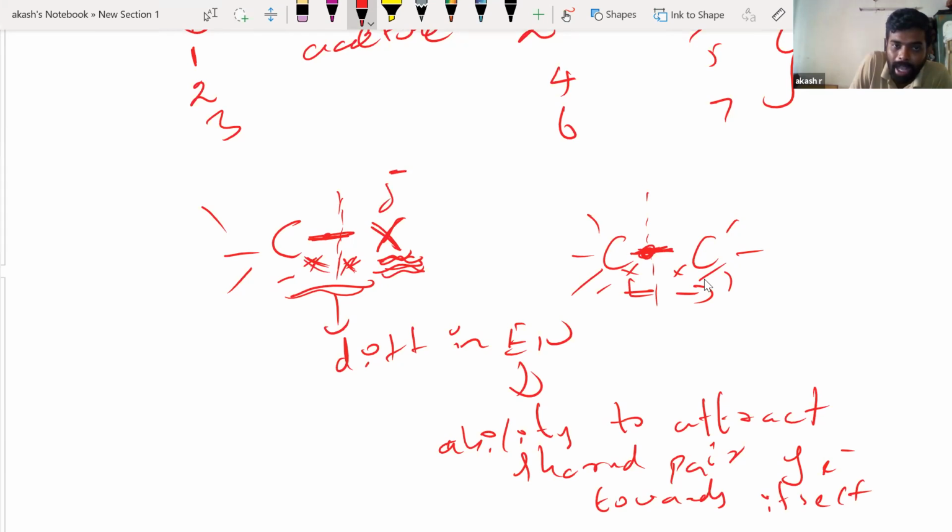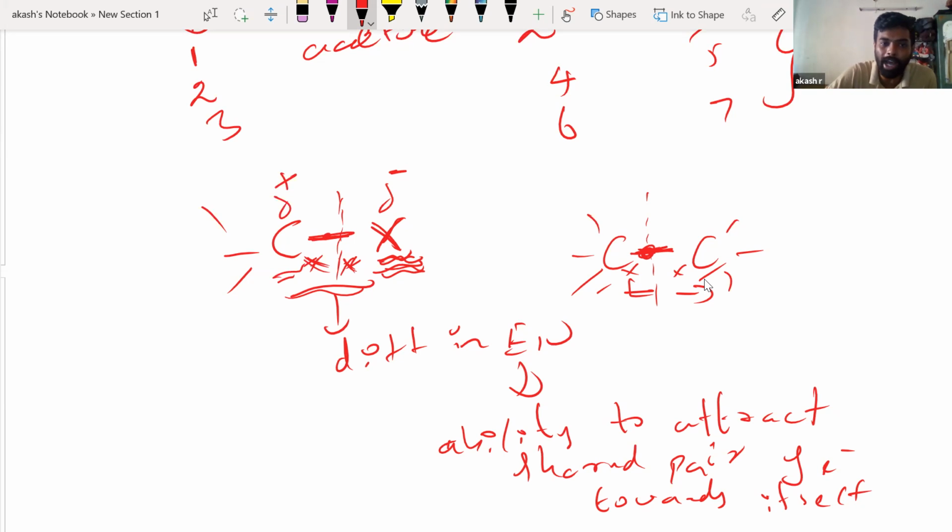So this will have a partial negative charge. Why? Because I am neutral, and something negative is coming towards me. Obviously, I'll write in a partial negative charge, right? So what will happen to carbon then? From carbon, the electron cloud is moving away, right? So obviously that will create a partial positive charge on carbon, right?